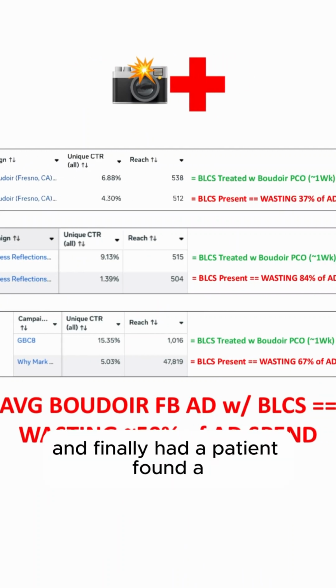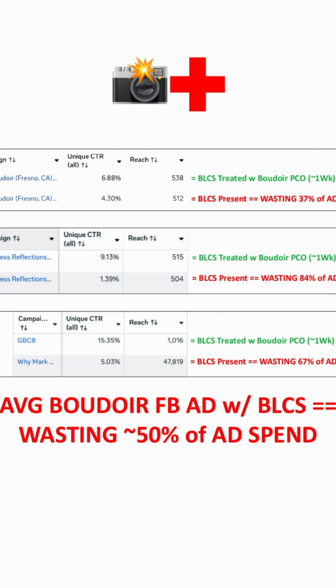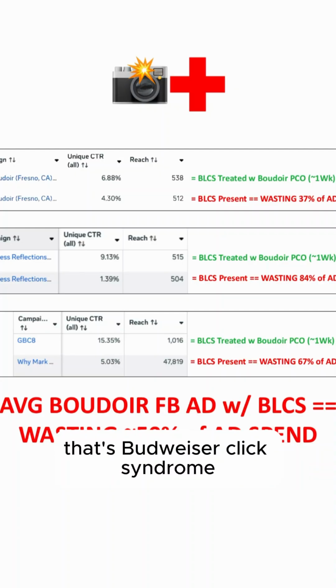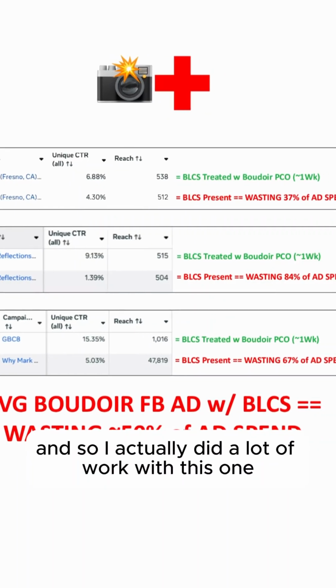And finally, had a patient find his Boudoir Facebook ad. He had BLCS present, 5.03% unique CTR all, so that's under 6%. That's Boudoir low click syndrome. And so I actually did a lot of work with this one.